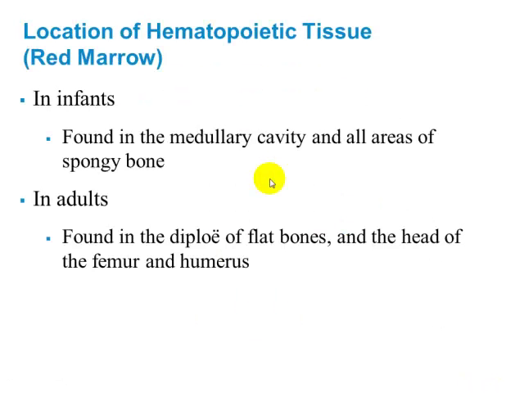In terms of the hematopoietic tissue or the red bone marrow, in infants, in very, very small children, it is found in the medullary cavities of the long bones. It's found within the short bones, flat bones. But as we grow, that red bone marrow gets replaced by yellow bone marrow, which is not hematopoietic, so that the only red bone marrow that you'd find in an adult would be within the flat bones, okay, and also in the heads of the femur and humerus is where the most of it would be concentrated.